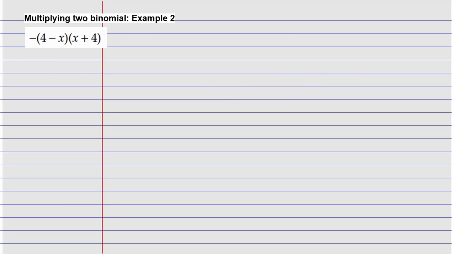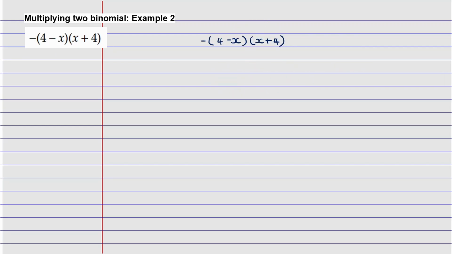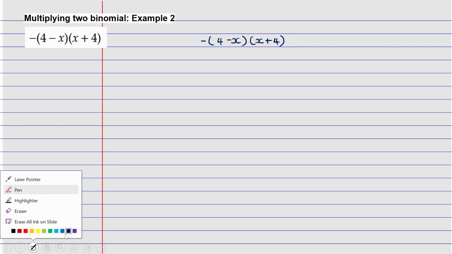So now let's do example 2 of multiplying two binomials. You're going to do the same thing that we did previously. So it's going to be negative 4 minus x here. Then here it's going to be what? It's going to be x plus 4, right? We're going to do the same thing. We're going to first ignore this negative and deal with it the way we dealt with the previous one. Then we're going to distribute the negative after. Hope that makes sense.